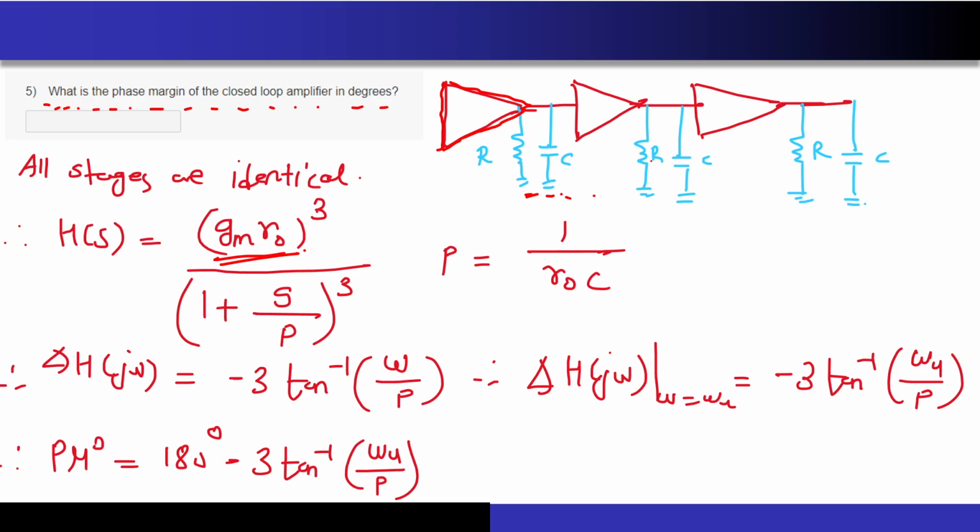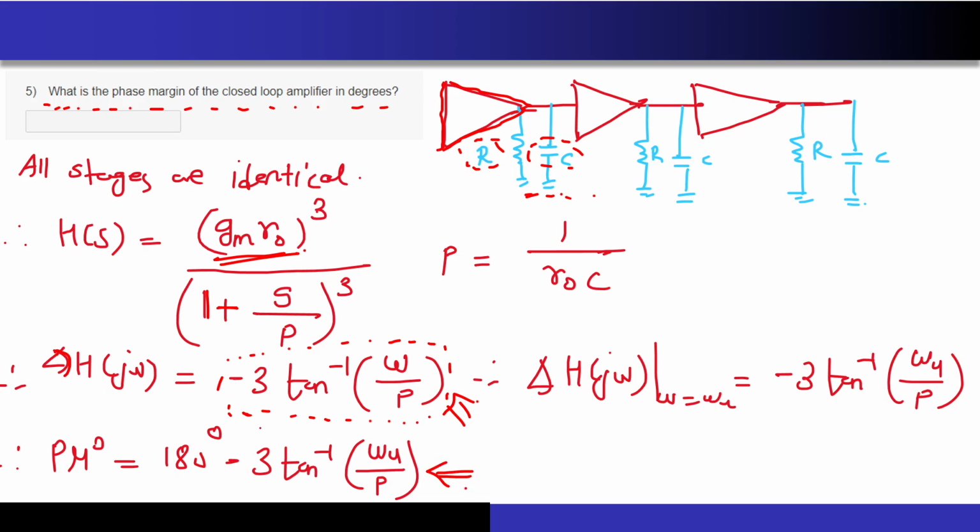Now if I want to include the frequency term, remember each and every stage is contributing this particular pole over here. So the poles of each and every stage are identical, so it will become (1 plus S by P) the whole cube. Now if I try to write the phase of this particular quantity, it will become minus 3 times tan inverse of omega by P. Why? Because 3 poles are there at the same location. So now if I add 180 degrees to it, then I will get the phase margin of this particular circuit.